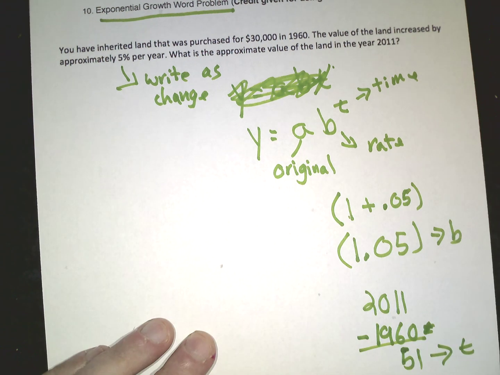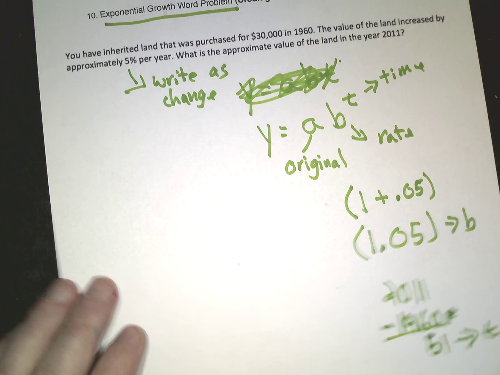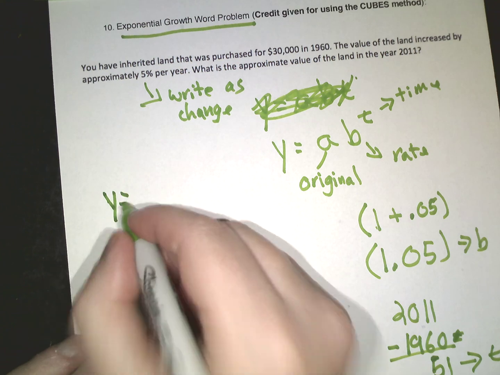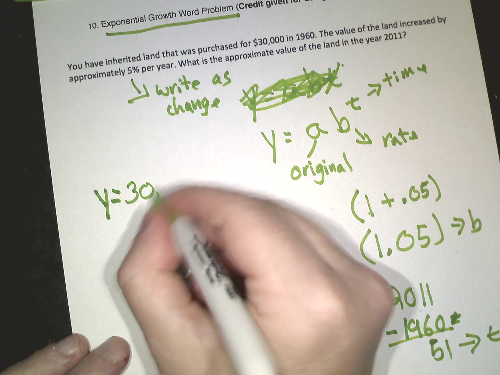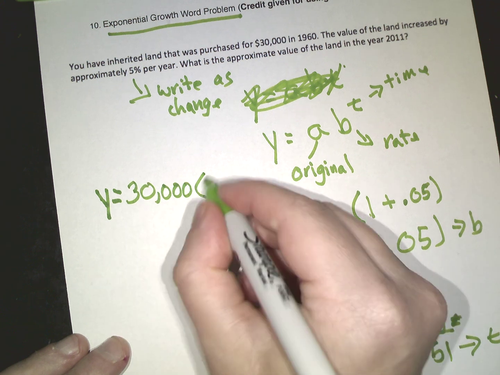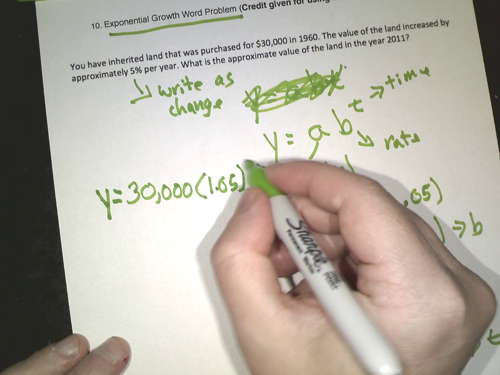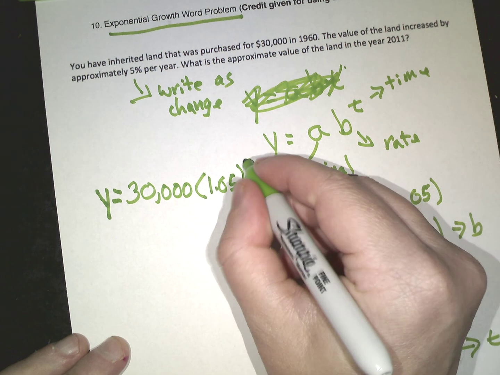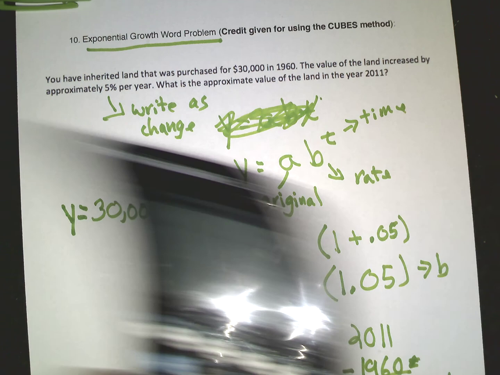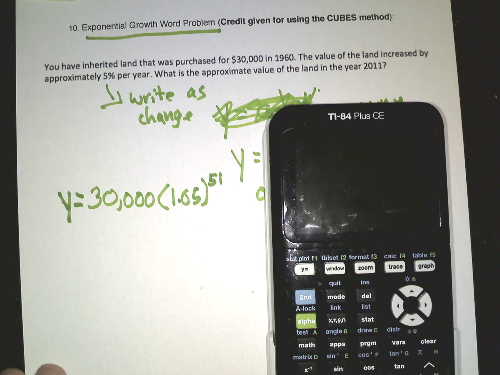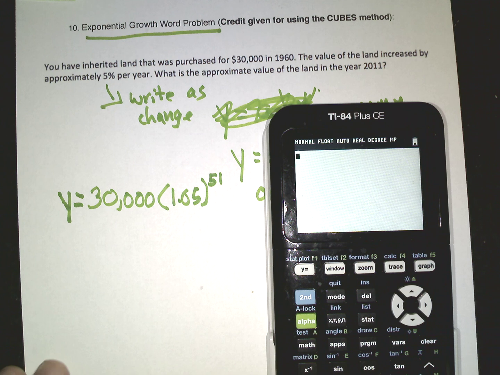Here's my A. So I got my A, B, and T, so I just write them together. This you definitely want to use a calculator on. 30,000 times 1.05 to the exponent T, which is 51. Put that in the calculator. I have no idea what the answer is by looking at that. You have to be really, really talented, or the exponent has to be really small. So don't even try to do this in your head.